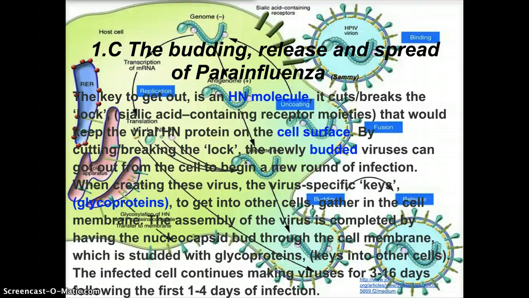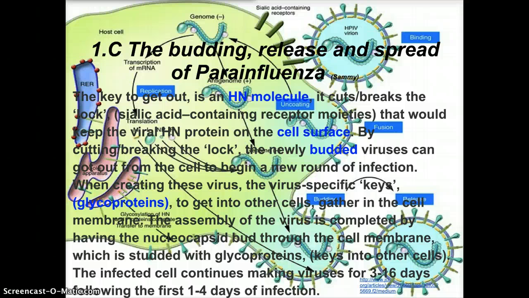Okay, so the last step parainfluenza takes is the budding and release and then the spread of parainfluenza. So first it's the budding. The RNA needs to float to the edge of the epithelial cell's surface and then start to push through. But first it needs to cut or break some proteins that would hold the virus to the cell surface and not let it go. So after it's done that, it can just bud and go through.